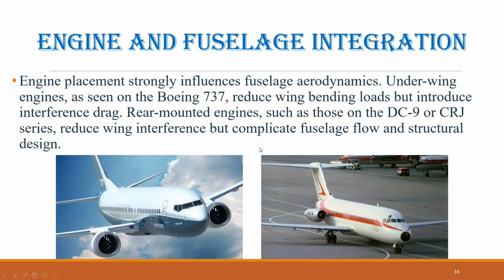Engine and fuselage integration. Engine placement strongly influences fuselage aerodynamics. Underwing engines, as seen on the Boeing 737, reduce wing bending loads but introduce interference drag. Rear-mounted engines, such as those on the DC-9 or CRJ series, reduce wing interference but complicate fuselage flow and structural design.